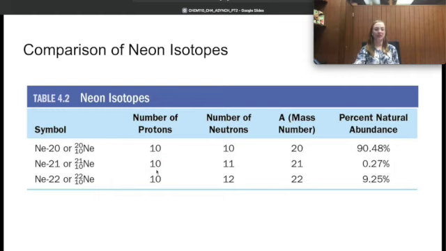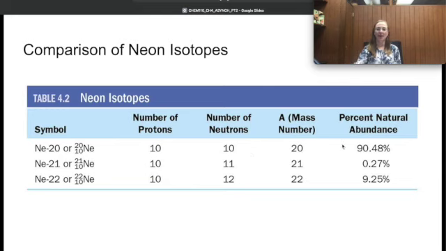We see again that each of them has 10 protons, regardless of how we write the symbol. Because it's neon, neon has 10 protons. If it didn't have 10 protons, it wouldn't be neon. However, we see that our number of neutrons changes. So our mass number goes up, our number of neutrons goes up. So if we have 20 for our mass number and we have 10 protons, that must mean we have 10 neutrons, and so on and so forth.